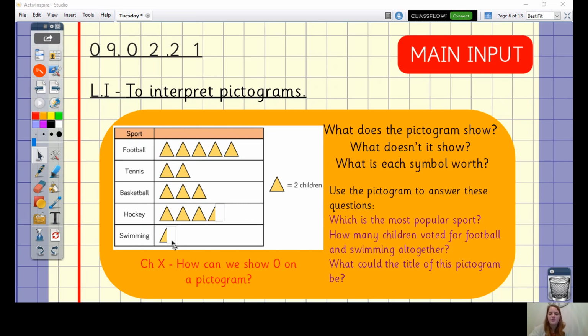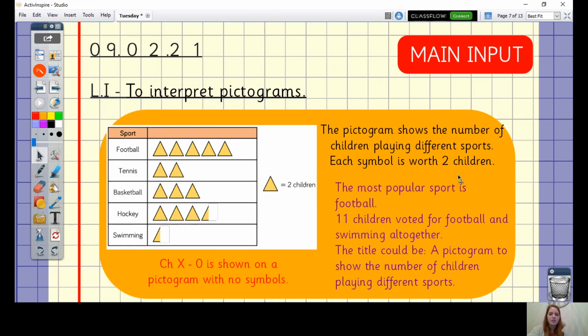Okay, let's go through those answers to those questions then. So, the pictogram is showing us the number of children playing different sports, and each symbol is worth 2 children. So first of all, thinking about the most popular sport, hopefully you were able to see this looking at the pictogram. The most popular sport is football.